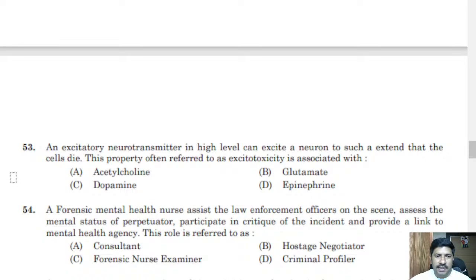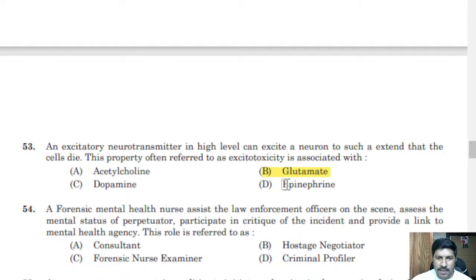Then 53rd question. An excitatory neurotransmitter at a high level can excite a neuron to such an extent that the cells die. This property, often referred to as excitotoxicity, is associated with? Correct answer, that is glutamate. It is associated with glutamate, that excitatory neurotransmitter.